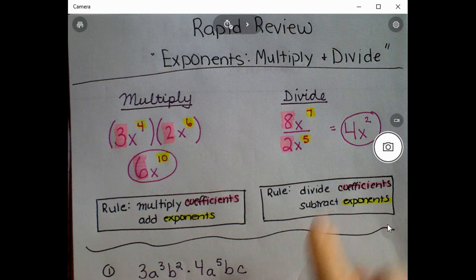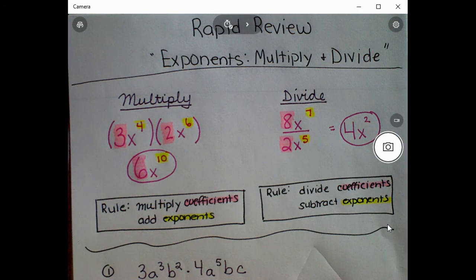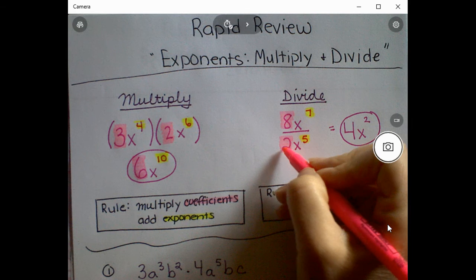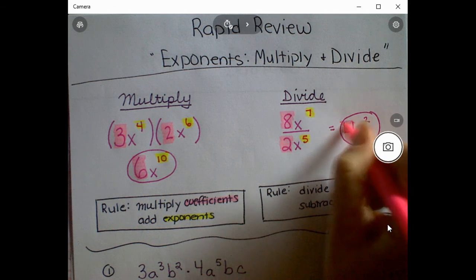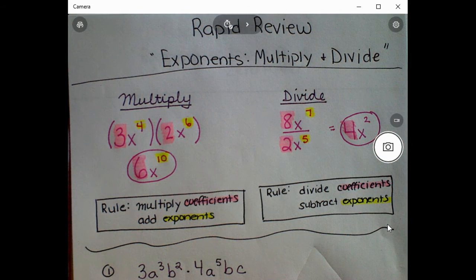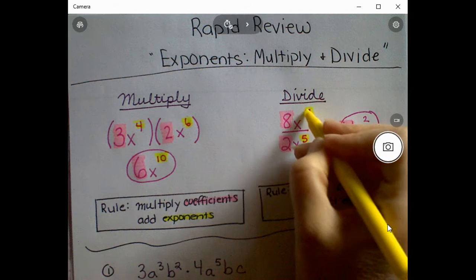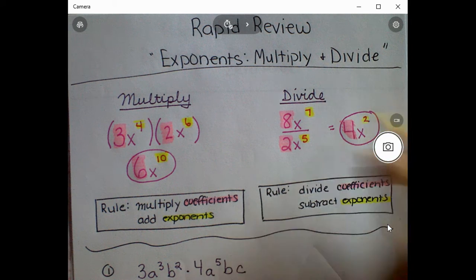For division, you divide the coefficients. 8 divided by 2 is 4. And you subtract the exponents. 7 minus 5 is 2.